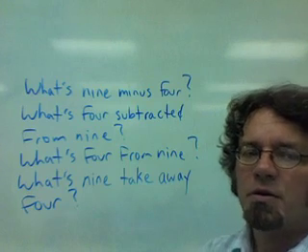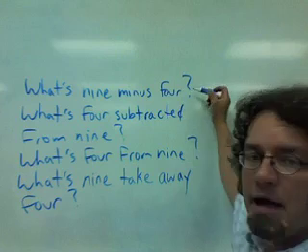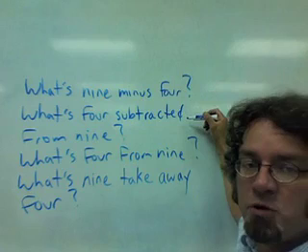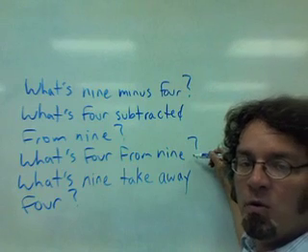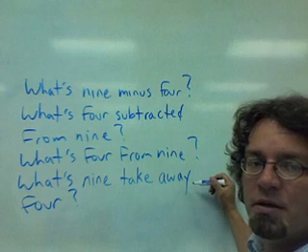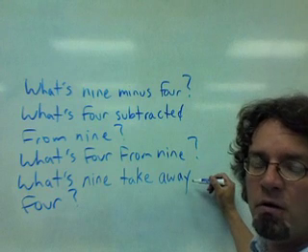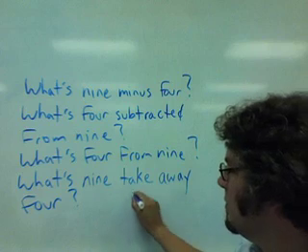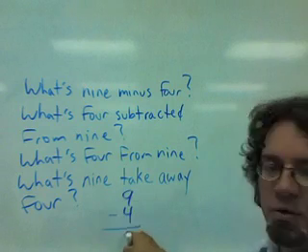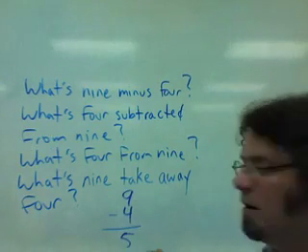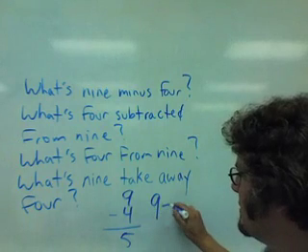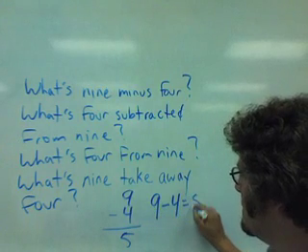So you can ask, what's 9 minus 4? What's 4 subtracted from 9? What's 4 from 9? What's 9 take away 4? All of these look like this. And then you get the answer, 5. You can also write it like this. 9 minus 4 equals 5.